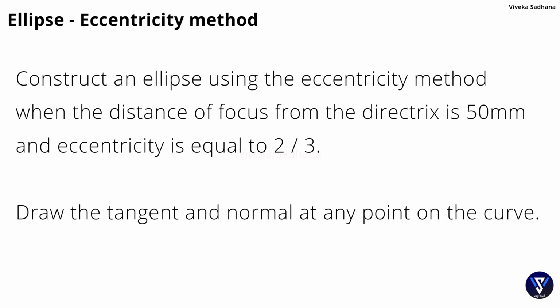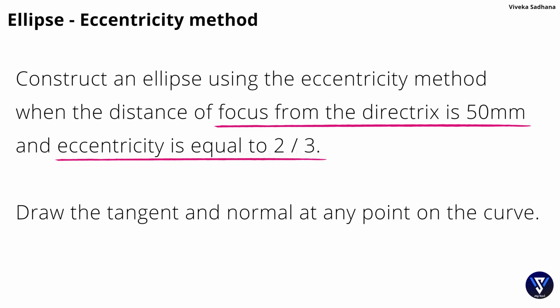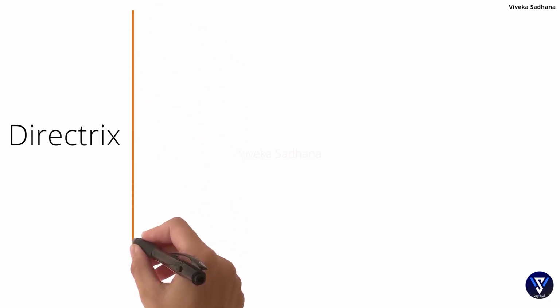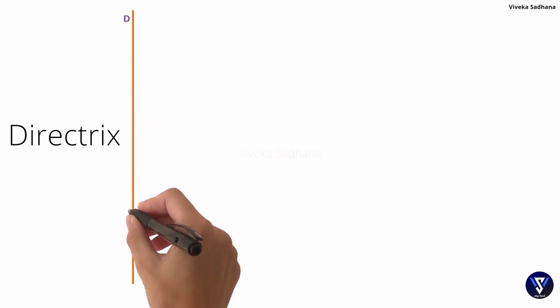First, let us extract the data from the given statement. Focus is equal to 50 mm. Eccentricity is equal to 2/3. Based on this given data, let us start the construction of the ellipse. Now, draw a vertical line called directrix. Mark it as D and D'.